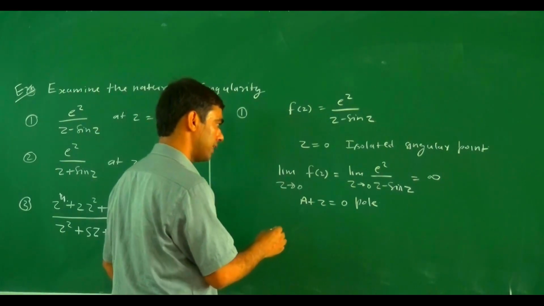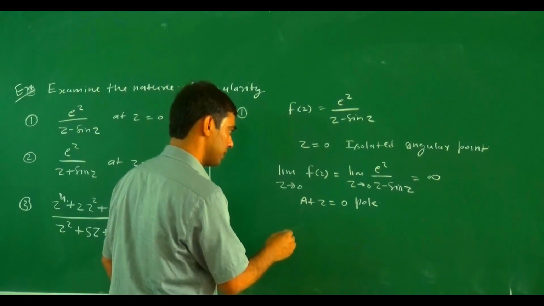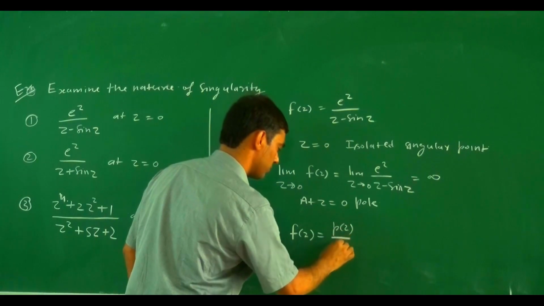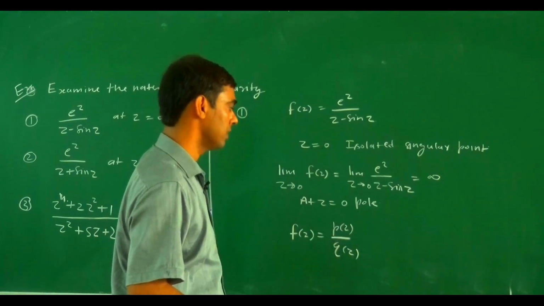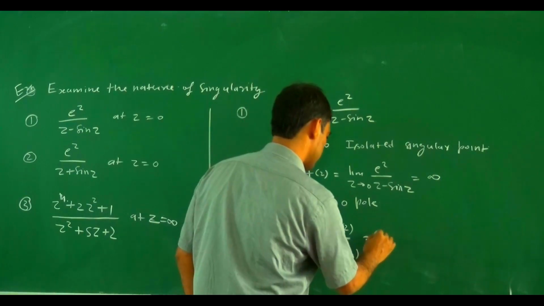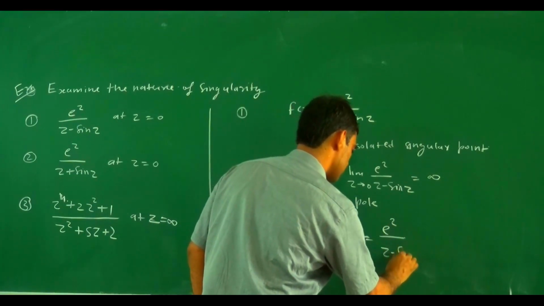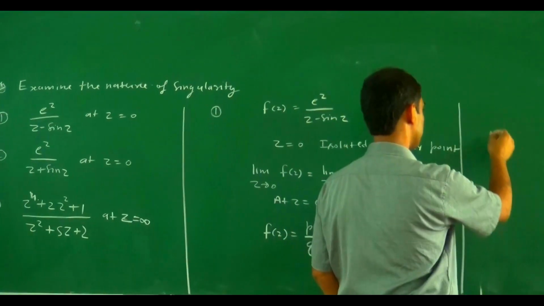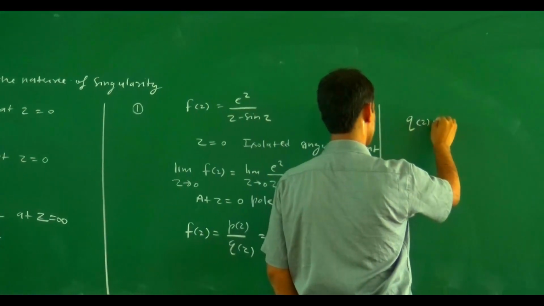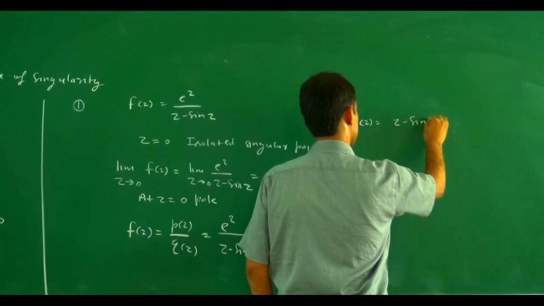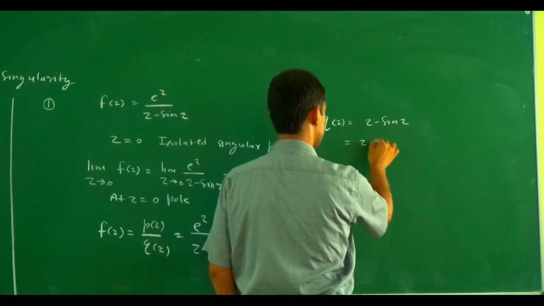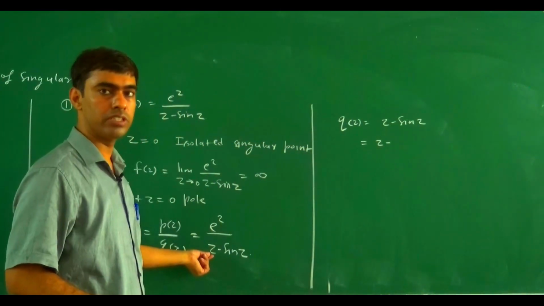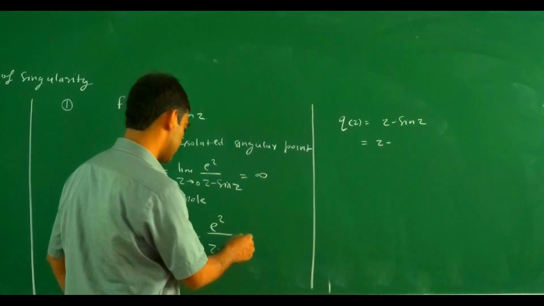This can be decided on the basis of the following. Suppose we write f(z) as p(z) upon q(z). Here p(z) is e to the power z, and q(z) equals z minus sin z. Why do we write this? Because q(0) is 0. Our aim is to write this in the following form.